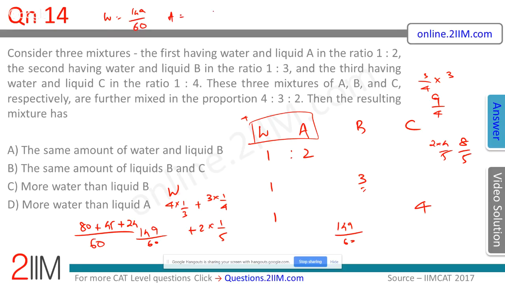Water equals 149 by 60. A equals 4 times 2 by 3, 8 by 3. B is going to be 9 by 4. C is going to be 8 by 5. This is what we finally have in that mixture. So the same amount of water and liquid B, that's not correct. So this is out. Same amount of liquids B and C, that's not correct. More water than liquid B. 9 by 4 is 2 and 1 by 4, and water is almost 2.5. This works. More water than liquid A, that's not the case. There is more A than this. So choice C. Tough one, at least time consuming. Probably worth skipping.